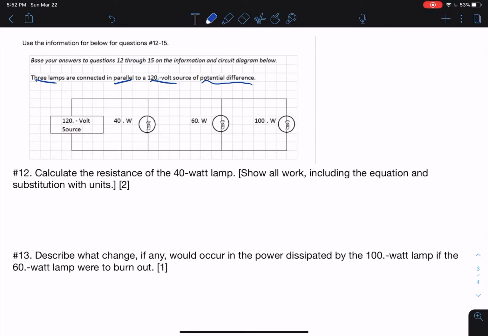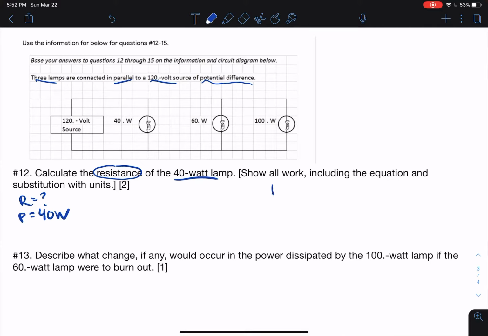Okay, so this one is asking specifically for resistance, and it wants the 40-watt lamp. So we have to know what watt means. When it says 40 watt, what is it talking about? Well, in this case, watt is the unit for power. So that means that the power of that lamp is 40 watts, and we want the resistance. Okay, so we're going to need to use something that relates power and resistance.